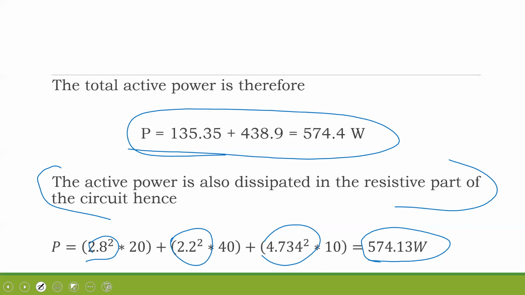So we have our I squared R, I squared R, I squared R. Note, I am not multiplying it by the inductance that we have in the circuit or the capacitance, because those would represent reactive power. So I'm only looking at the active power, so it will be the 20, the 40, and the 10. We add them, and of course, we get the total active power. The active power dissipated.